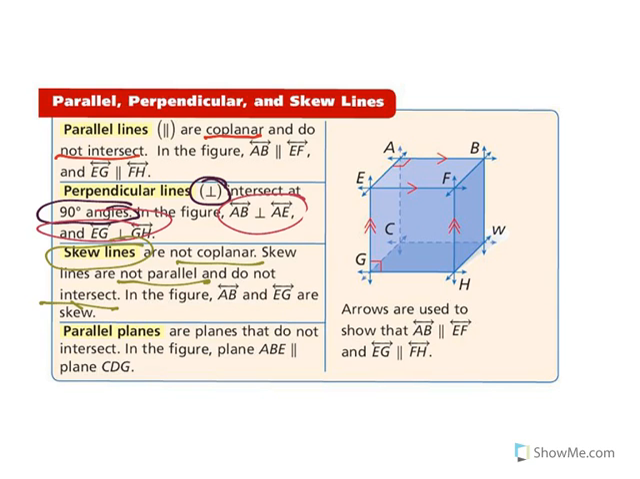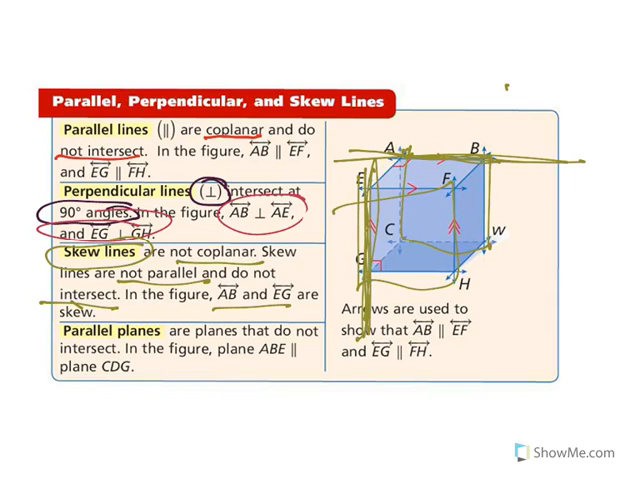So this example is that AB and EG. AB is going this way, EG is going this way, AB is way back there, EG is up front. They're not going to intersect. They're not parallel. They're on different planes. Like AB is in the back, on the back wall here. EG is on the front wall. They're unrelated to each other. That is what skew means.